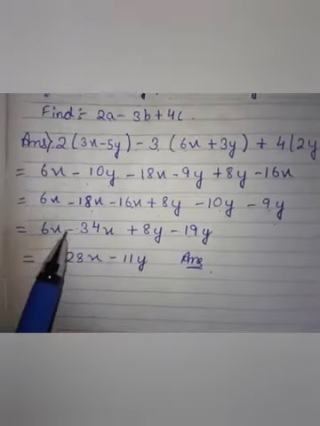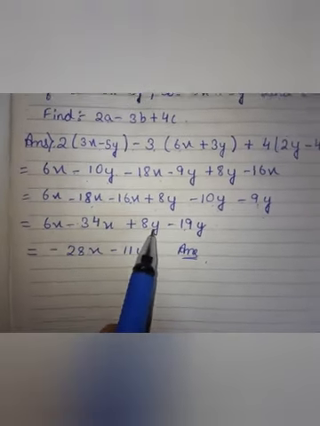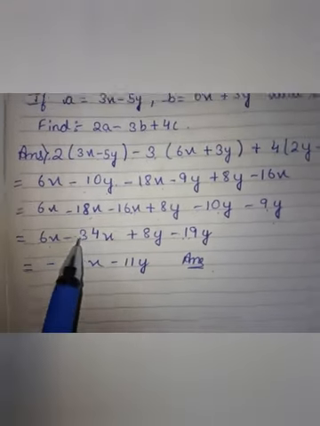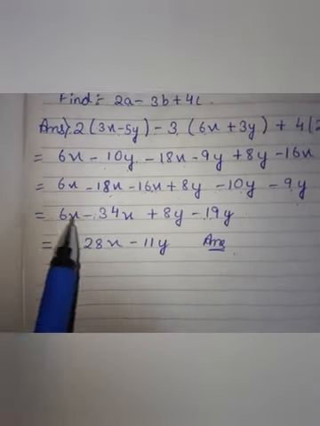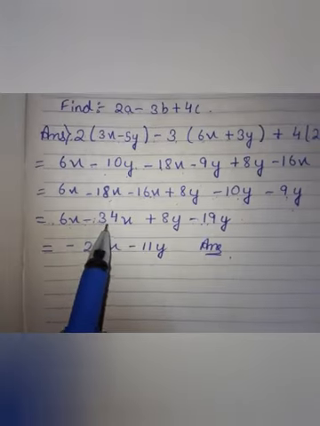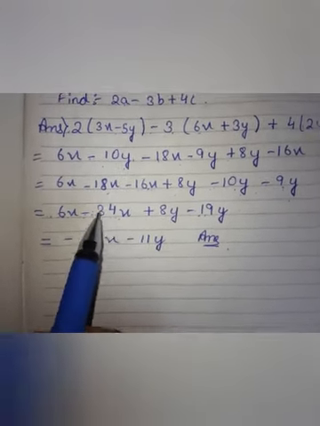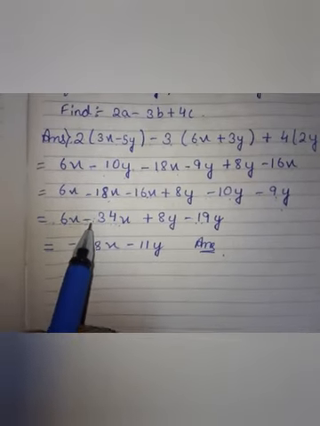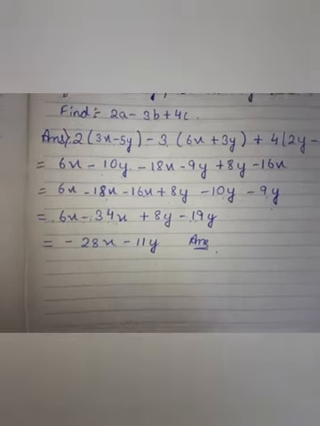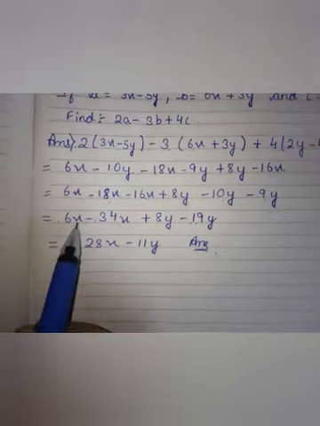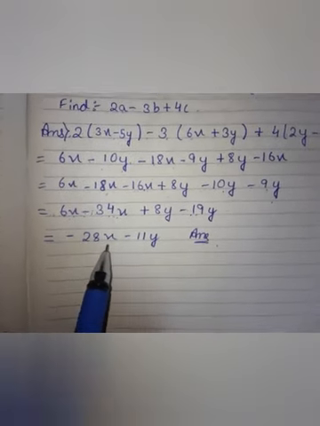Now 6x minus 34x plus 8y minus 19y. Here you can see there are opposite or different signs, plus 6x and minus 34x, and there is no multiplication or division sign in between, so put the sign which is before the greater number, that is minus, and the greater number minus the smaller one. 34 minus 6 gives 28x.